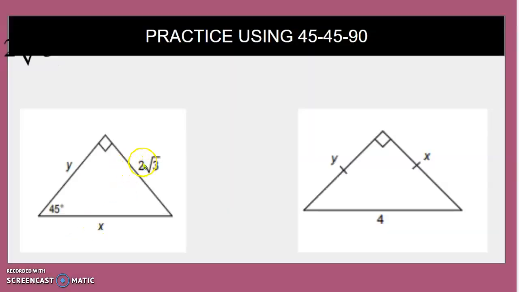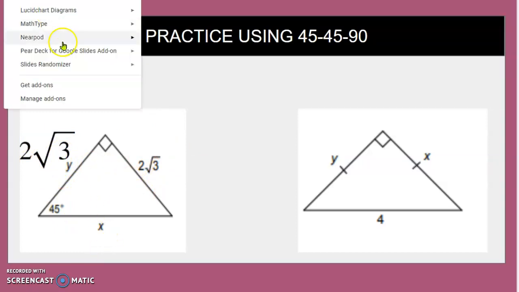And the hypotenuse, remember we multiplied the 2 square roots of 3 times the square root of 2, and we got 2 square roots of 6.